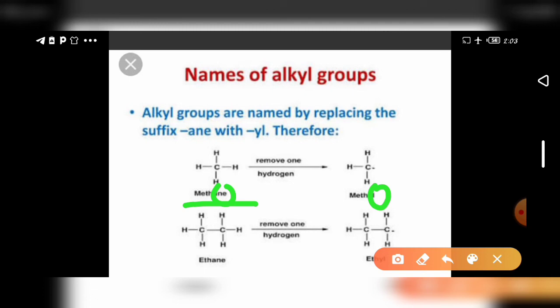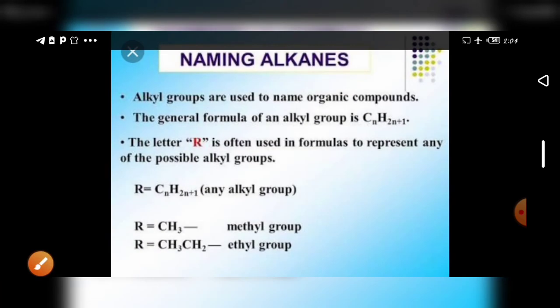In the same way, see one example, they have given ethane. So removal of one hydrogen gives CH3CH2-. So instead of -ane you put -yl. Okay, next you see naming of alkane.